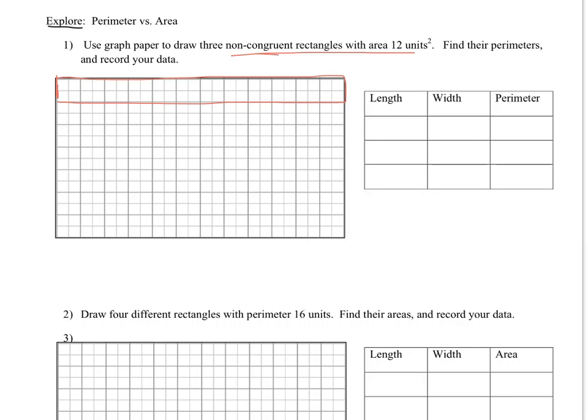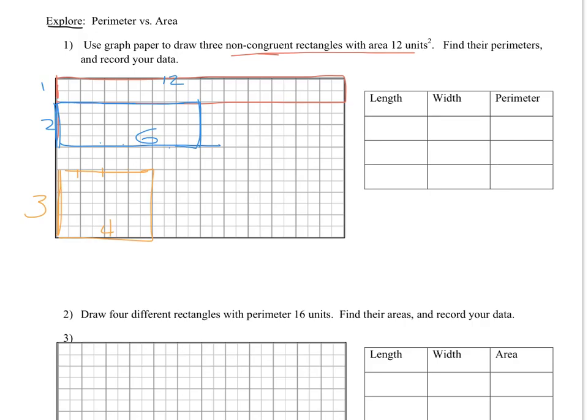My second rectangle, I'm going to make a width of 2, and it would have a length of 6. 1, 2, 3, 4, 5, 6. And it would fit in here. So the first one is 1 by 12. The second one is 2 by 6. And my third rectangle, I'm going to do a width of 3 and a length of 4. And now I'm going to fill in the information.